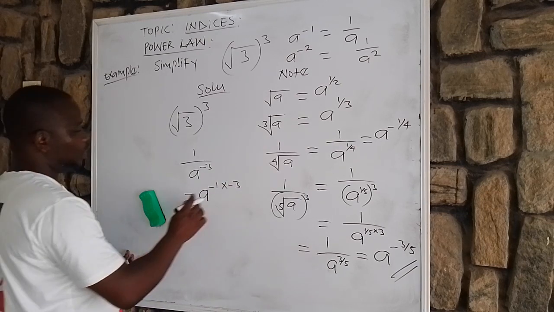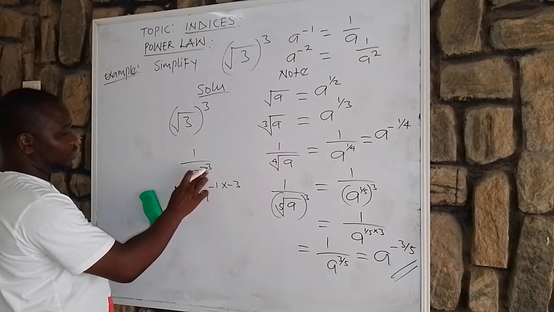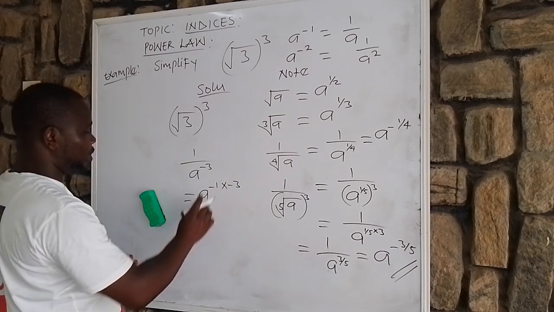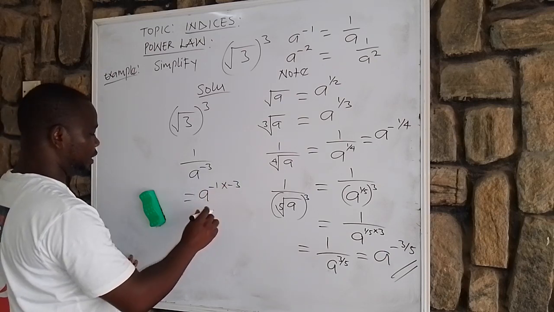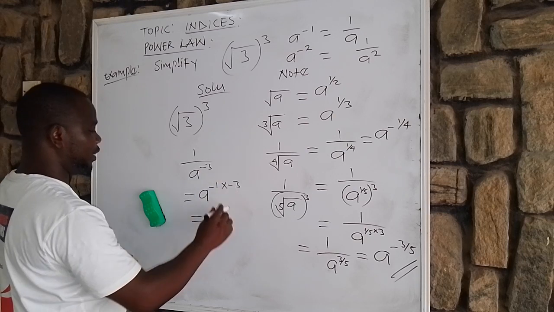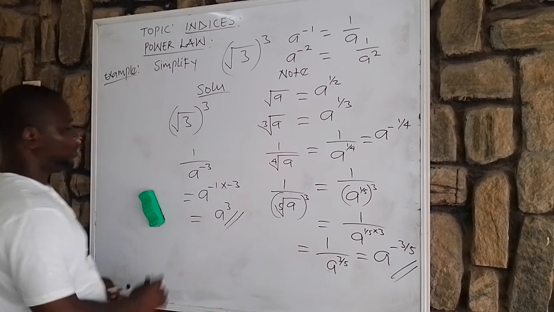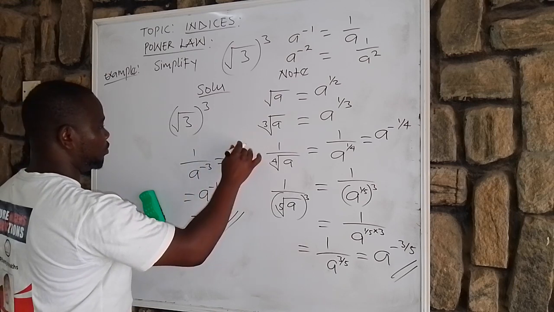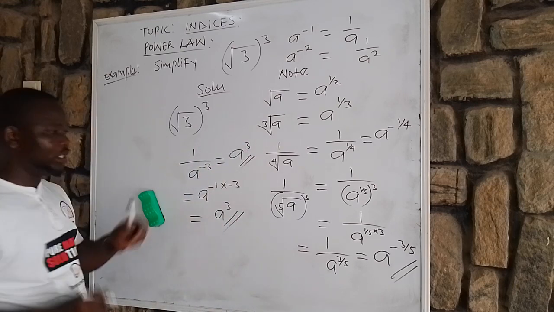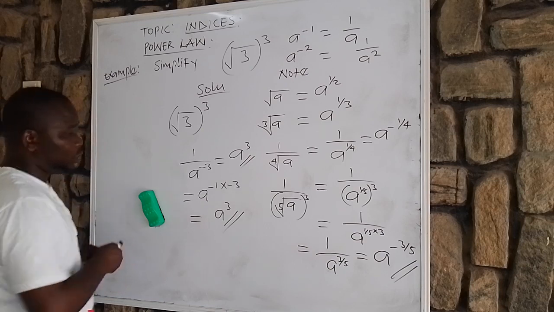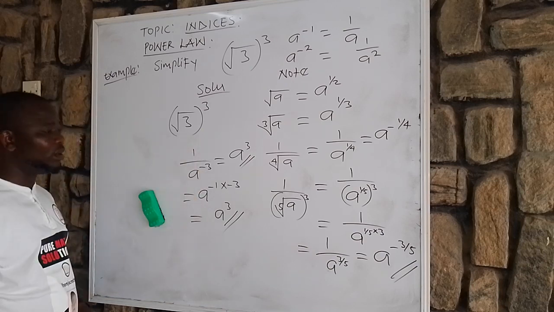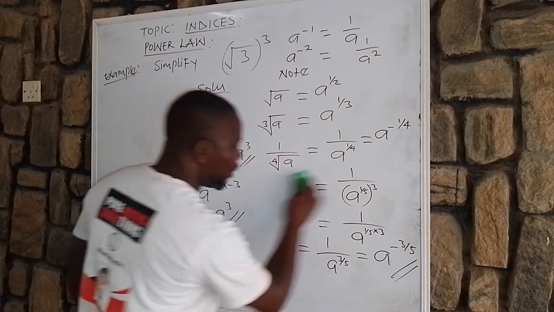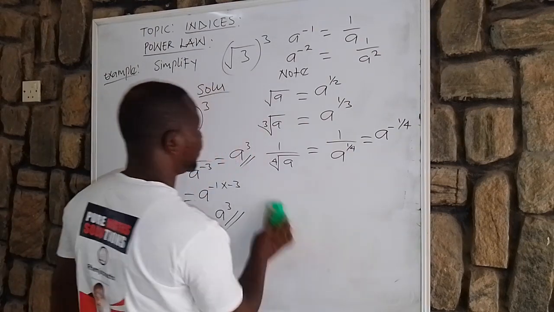Yeah, so the power of a carries what? Minus. So you need to multiply this. So this is equals to minus times minus, which is going to give you plus. 1 times 3 is 3. So this is the same thing as a raised to the power of 3. Please take note. Is that clear? So you take note of all this as long as power law is concerned.